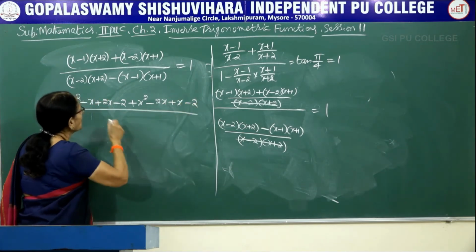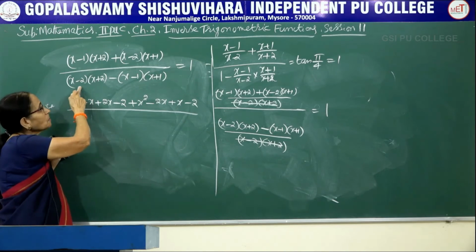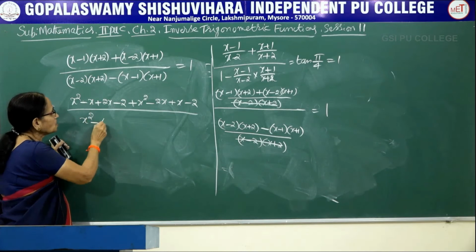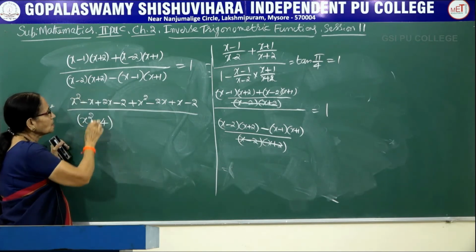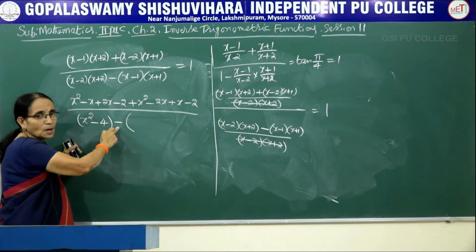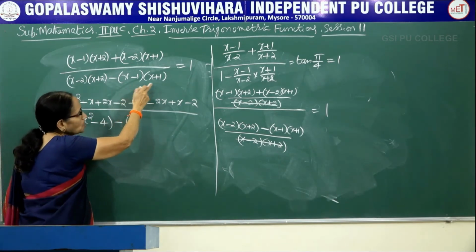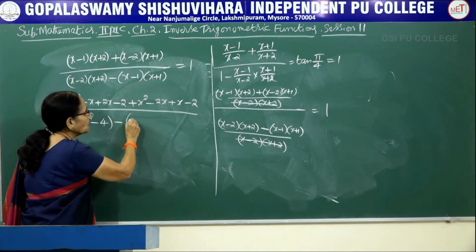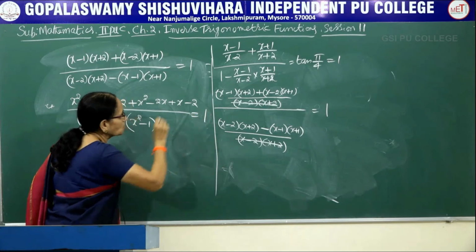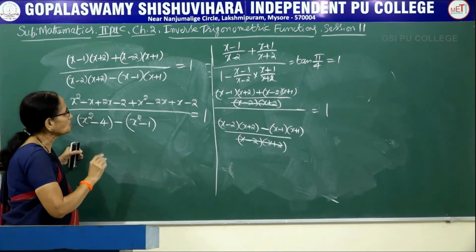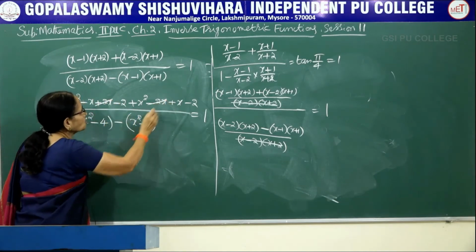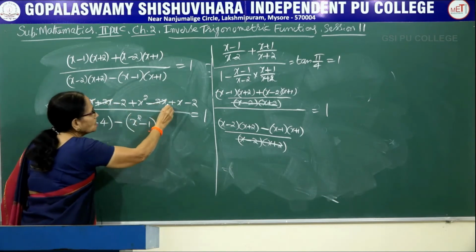The denominator is of the form (a − b)(a + b), that is a² − b², that is x² − 4. But you write it inside the bracket, because in between we have a minus sign. Same algebraic formula, (a − b)(a + b) = a² − b², equal to 1. Now wherever it is possible, let us do the cancellation: plus 2x and minus 2x, minus x and plus x.